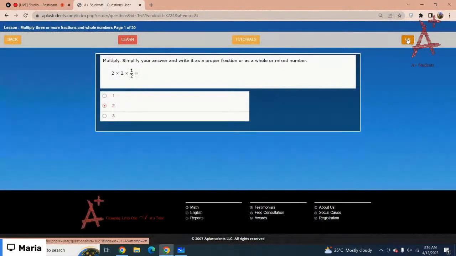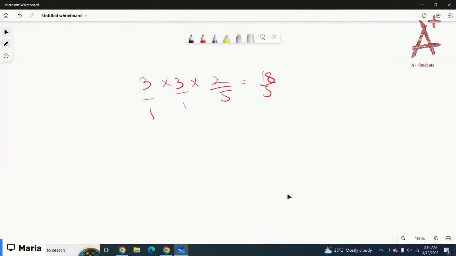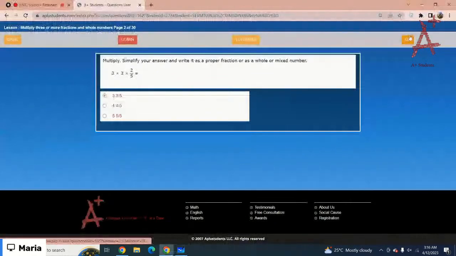Okay, so the answer for this one is 2. For this one, we are doing this one. So it would be 18 over 5. So now just divide 18 by 5 because 18 is greater than 5. 5 times 3 is 15, and 18 minus 15 is 3. Got it? That would be the whole number 3, and 3 over 5. So the correct option is 3 whole 3 over 5. Option number 1 is the correct option.